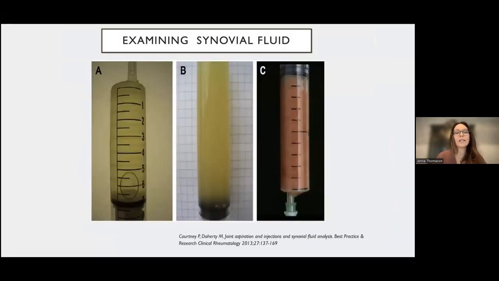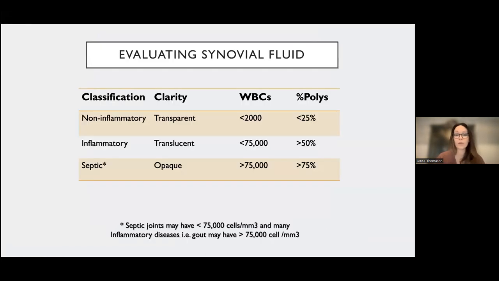Take a look at these syringes. Over here in panel A, this is normal synovial fluid, and it's not inflammatory, meaning there's not a lot of cells in this fluid. The reason I know that is because when I look at this syringe, I can see the lines on the other side of the syringe, and that tells me that there are not a lot of cells. In this syringe, though, you wouldn't be able to see the other side. That tells me that this is an inflammatory effusion that we've aspirated from this knee. And in panel C, this is just pus from an infected joint.